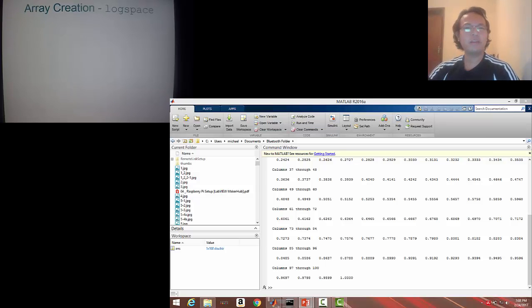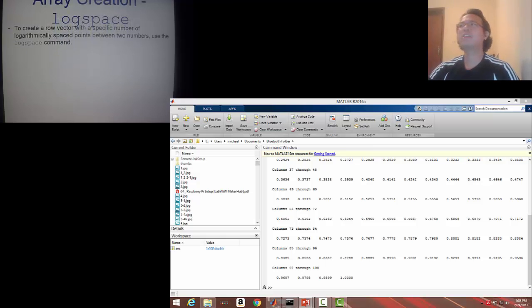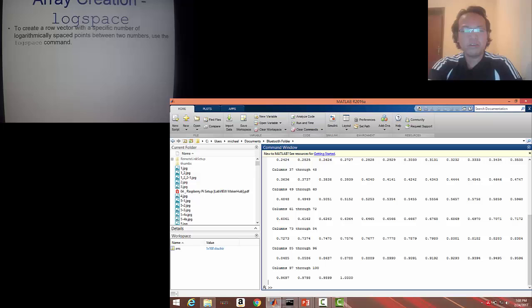Logspace is similar to linspace, except that the points are logarithmically spaced. Okay, we will try to see that one here. It creates a row vector with a specific number of logarithmically spaced points between two numbers. Okay, so we will use the logspace command. So look at this one.